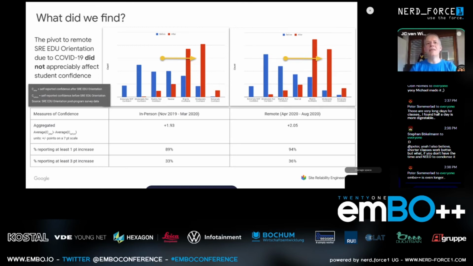1.93 points in that scale. And if someone is already in the moderately confident area here, of course, they cannot add 2 points because they can only say, I'm extremely confident. It's 1 point. So we got 1.93 points to the right, which is good.